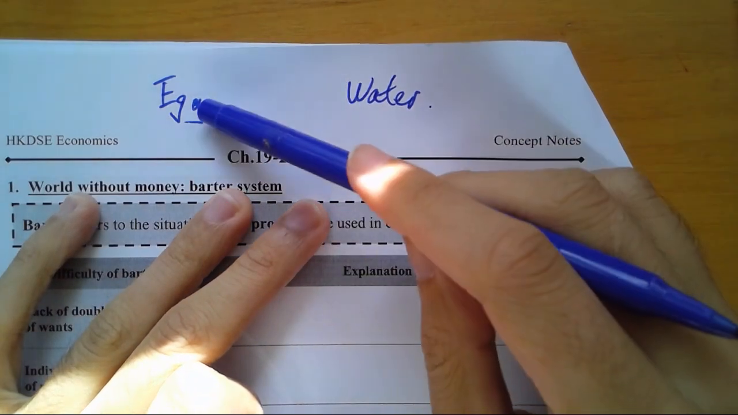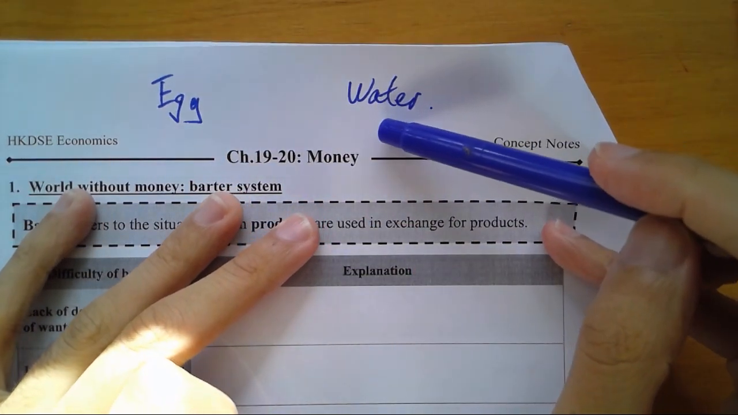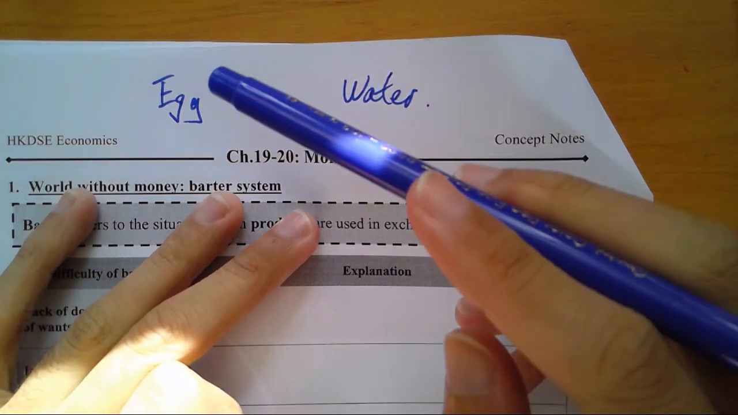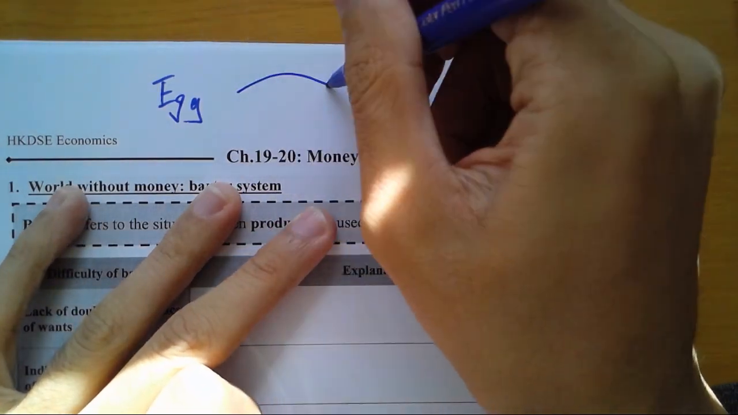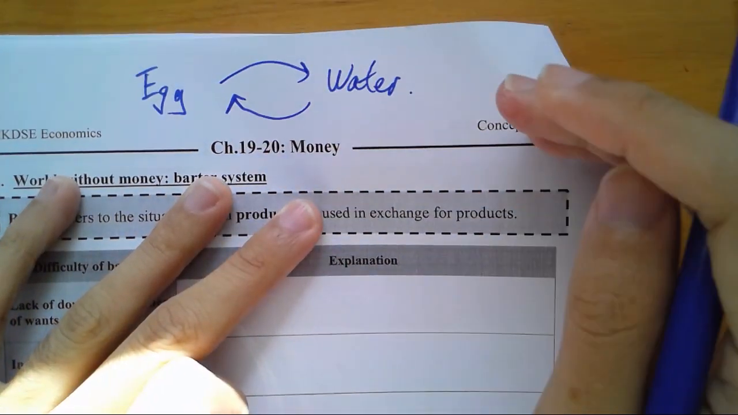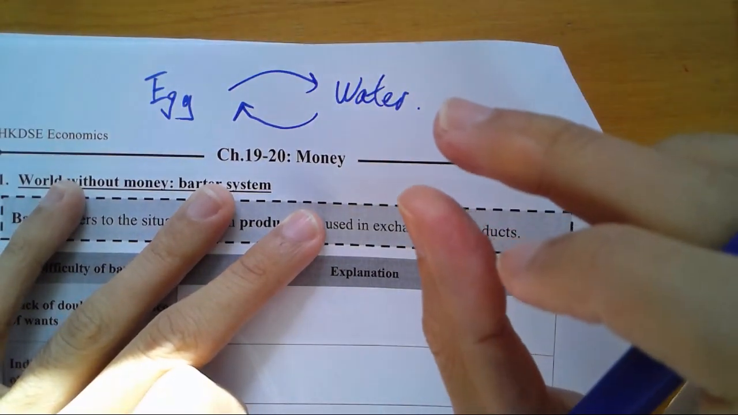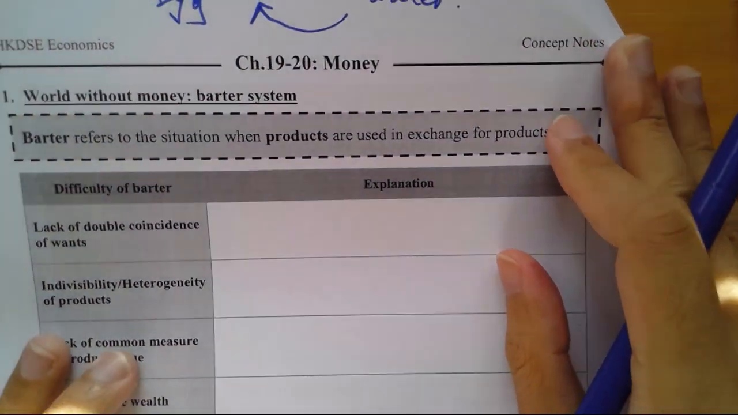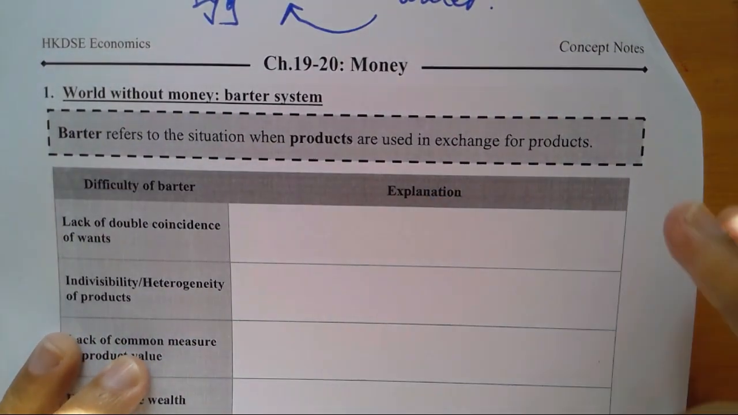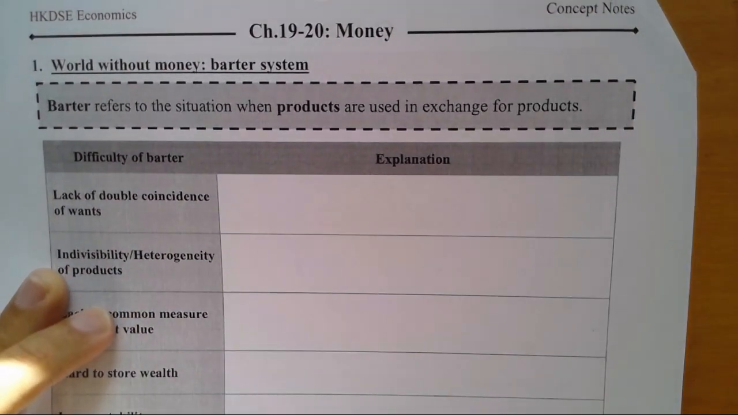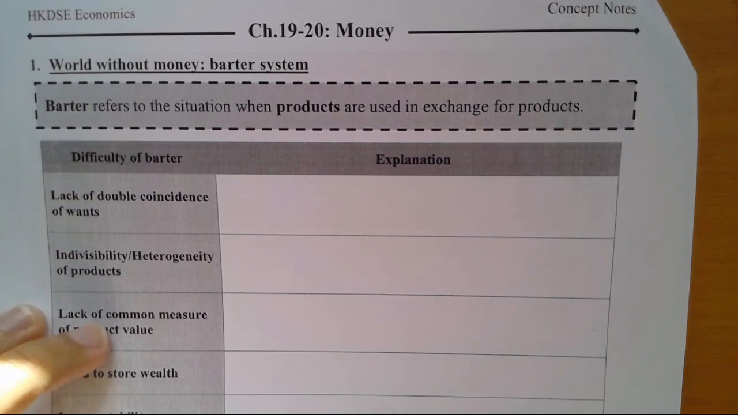Now, if I want some water from you, obviously I can't pay you any money, right? Therefore, I need to pay you in goods. And you also, if you want my eggs, you need to pay me in products. Now, when products are exchanged for products, we call this a barter. But obviously, in this system, we have a lot of problems.